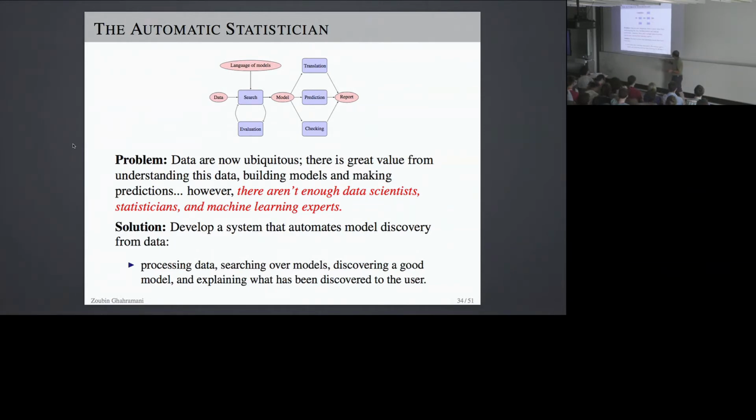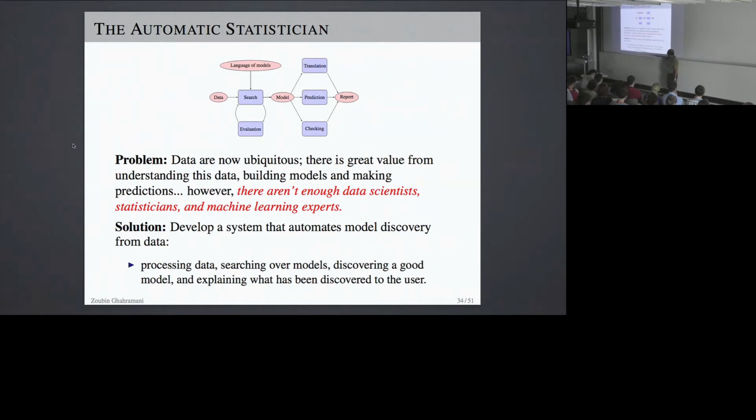Well, less facetiously, the solution is to develop a system that automates some aspects of the process. And the interesting aspect that we're trying to automate here is model discovery from data. So a lot of what people end up doing is trying out different models on data, but can we come up with a framework that automates that process? And the ambition is actually much broader than that. We would love to be able to automate a lot of what people do, which is feature engineering and pre-processing, searching over models, discovering a good model. That seems like a really nice thing to do.